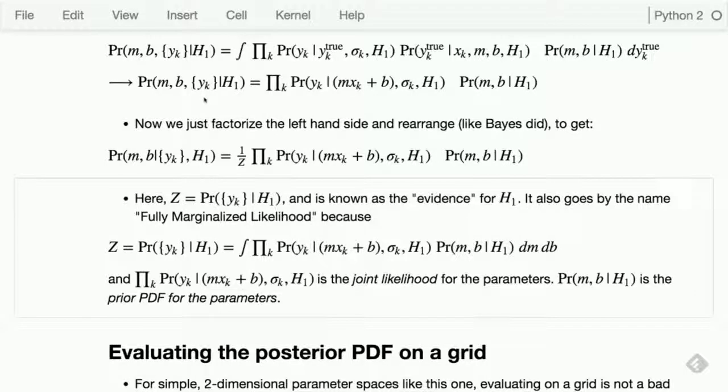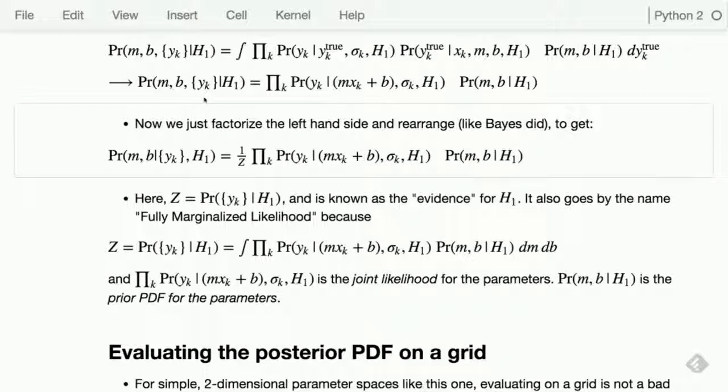Okay, so this is the thing that we're going to compute later, and the posterior PDF here, P of M and B given data, is the thing that we want to evaluate. That's the answer to our problem. It tells us about all plausible values of the gradient and intercept given the data and our assumptions. It's the answer to a Bayesian.